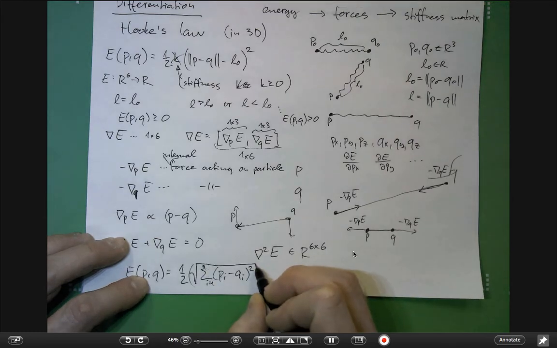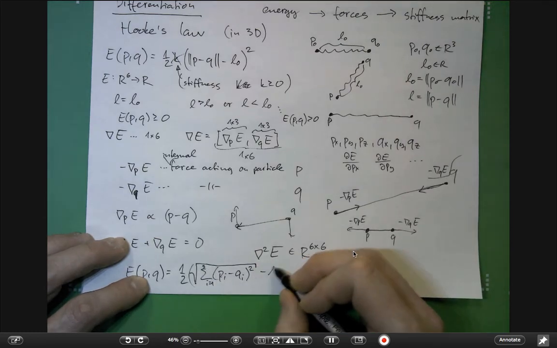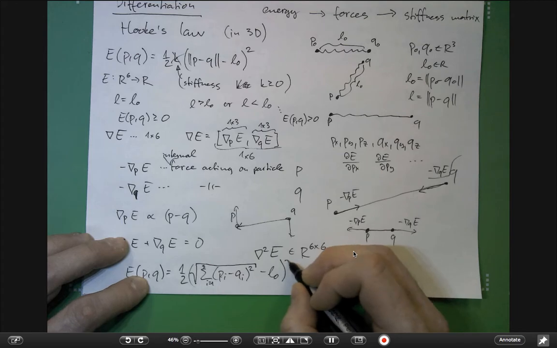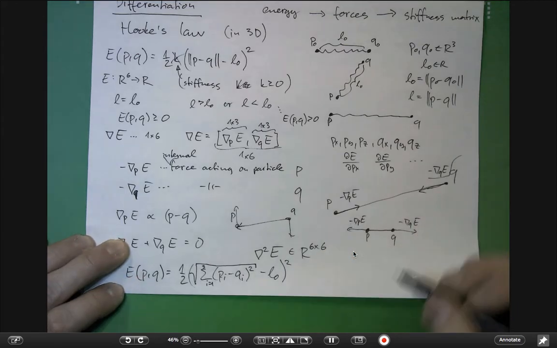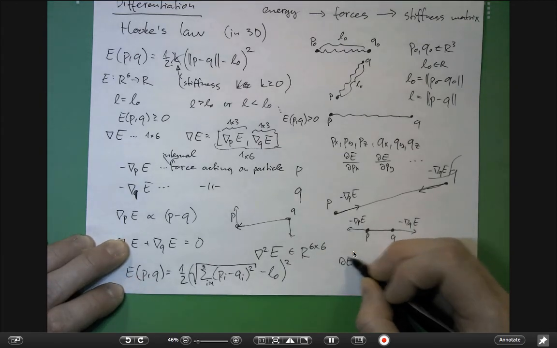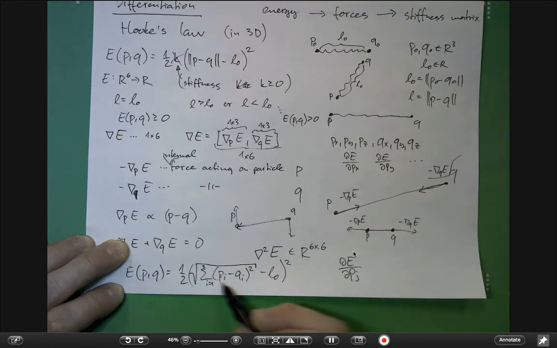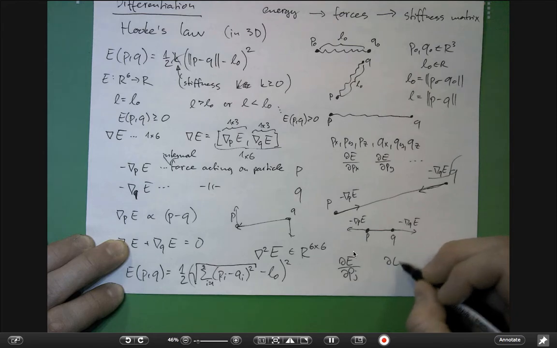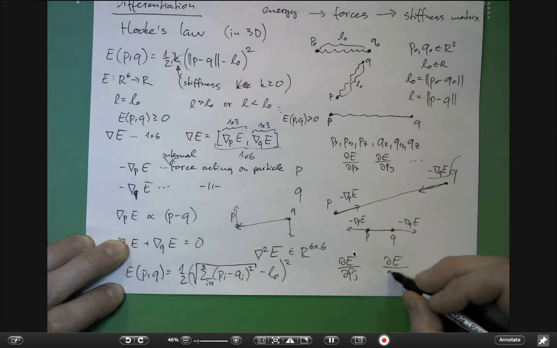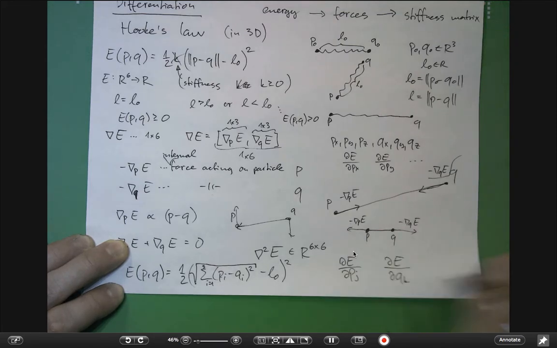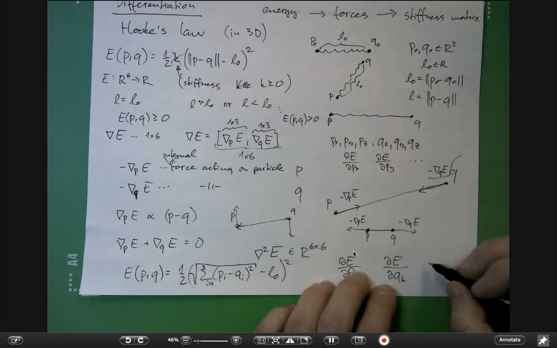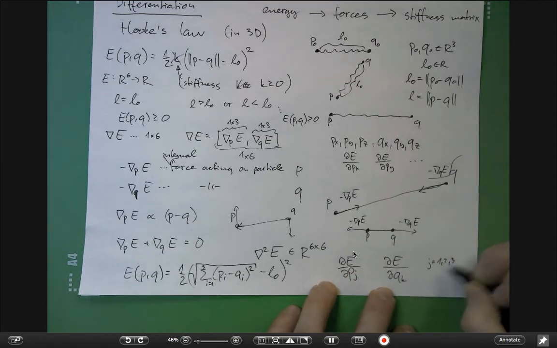Square root to get the Euclidean norm minus L0 squared, right? And then what you gotta do is to compute the derivative, the partial derivative with respect to p1, p2, p3, and similarly q1, q2, q3, right? So j goes from 1 to 3 and k goes 1, 2, 3.